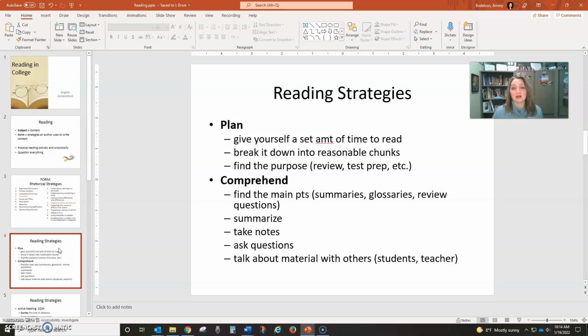So as you begin to read an article or a book or an assignment that you've been given, give yourself some time. If you're not used to reading a lot, I recommend setting some times throughout the day for yourself, even if it's just 15-20 minutes or before or after classes, before or after work. Just getting into the habit of setting aside that time.